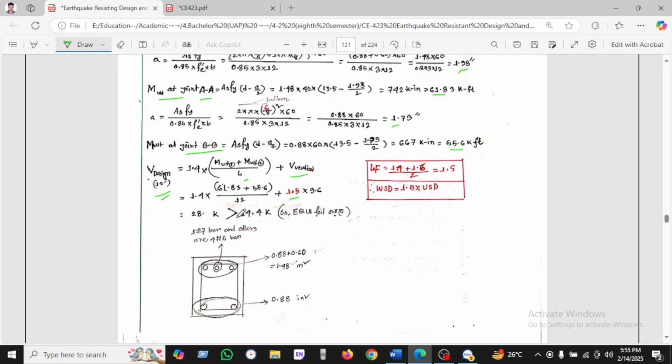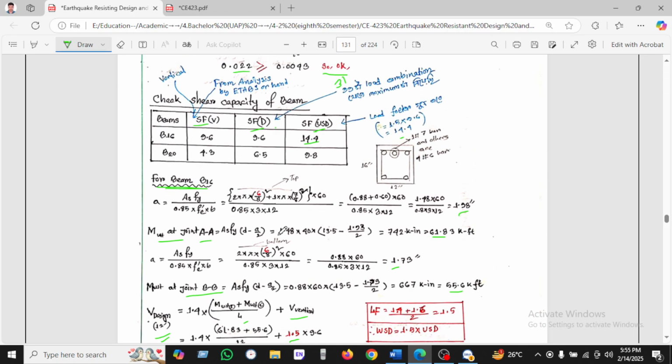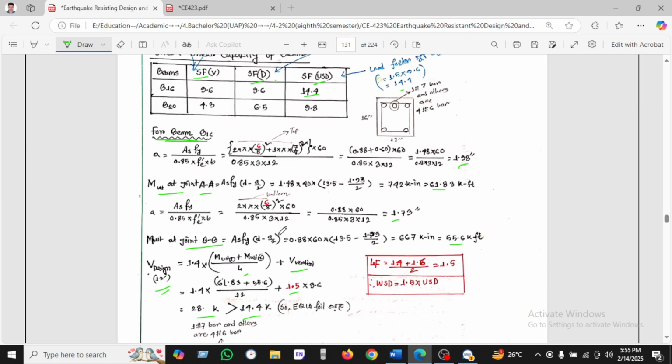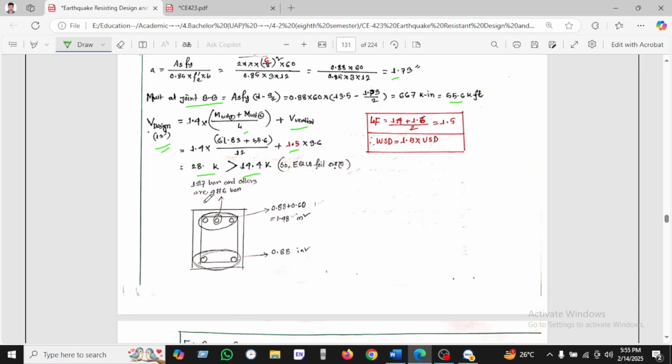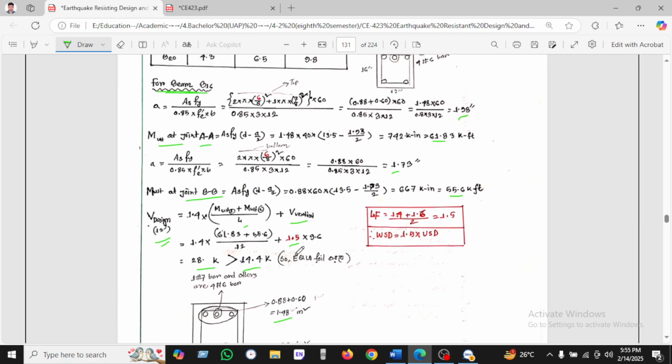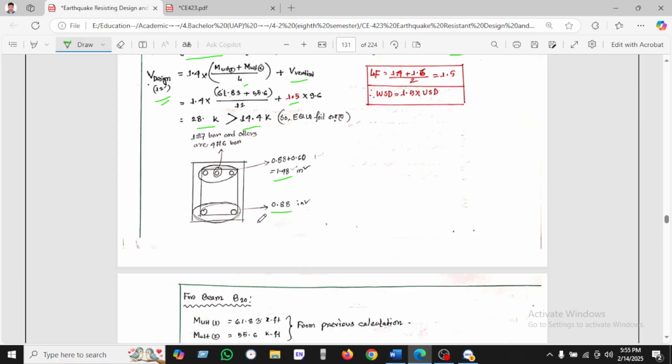And we have been found 28, which is greater than 14.4. So this is okay. There is no doubt at all. So it will not fail in earthquake. So we have been using this criteria 1.4 plus 1.6, 1.41 inches square. This is the remaining 0.88 inches square, as we have been used number 6 bar in 2.